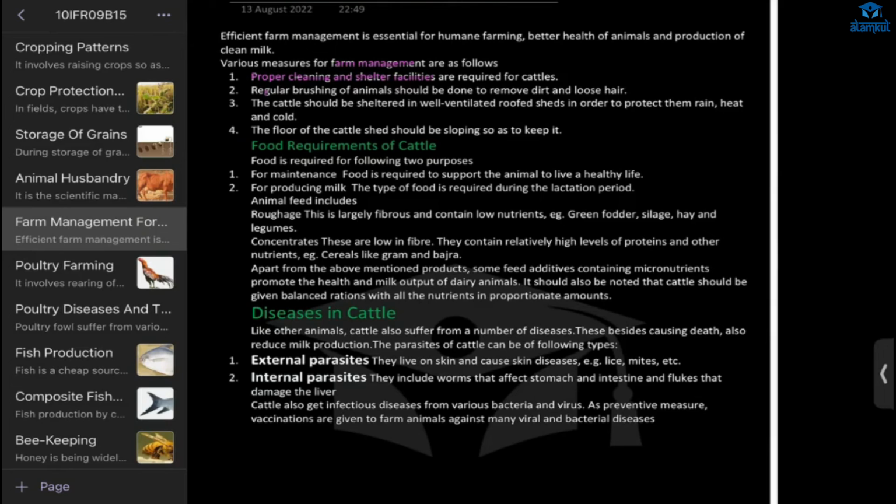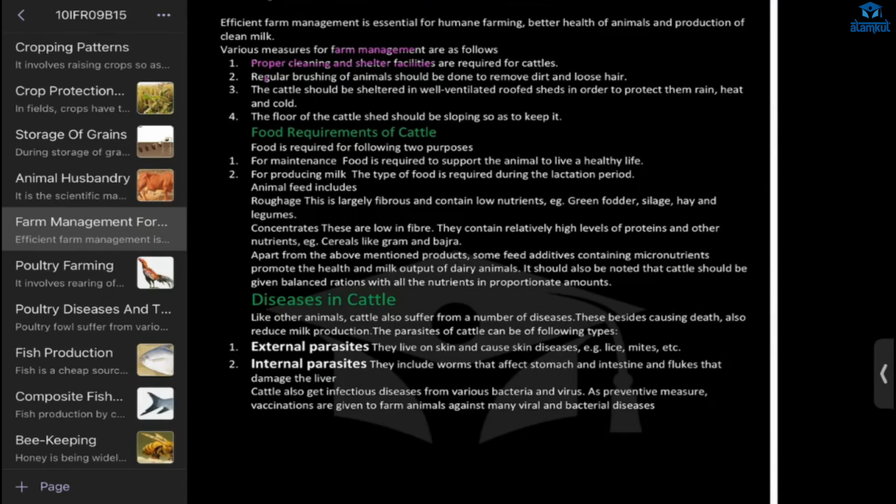The ventilation should be proper. That means the external air should be coming. Okay, proper ventilation. Then the floor of the cattle shelter should be sloping, so that the cattle won't be going like this. It should be slanted, so that the cattle can stay properly. Why? To protect it from rain, heat, and cold.